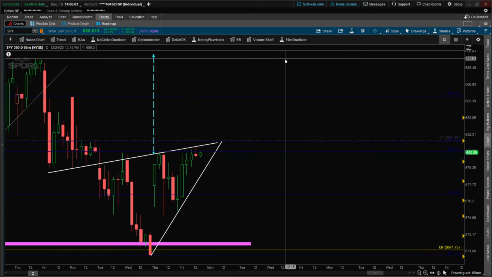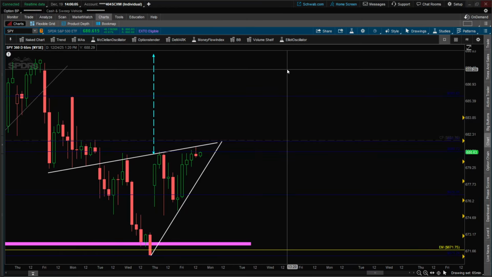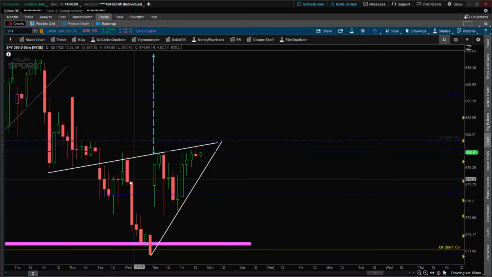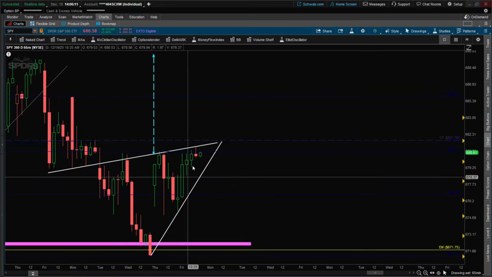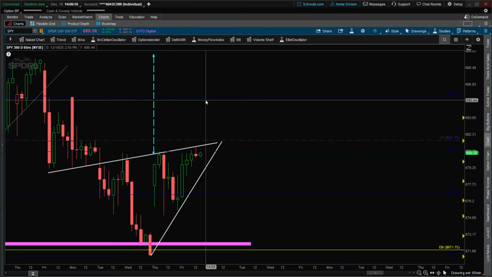I can give you a hint of what happens in the members' videos and in the Discord. But this is our pattern shape here, traditional look. And you saw the negative divergence, and that's where we're at, you guys.